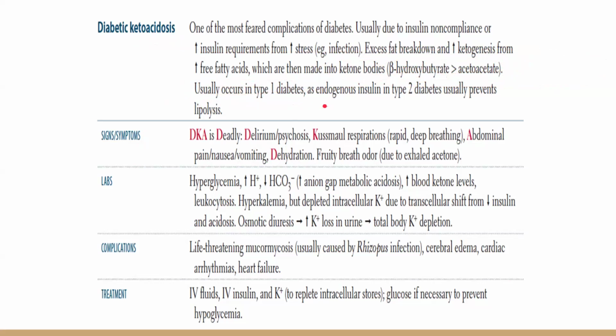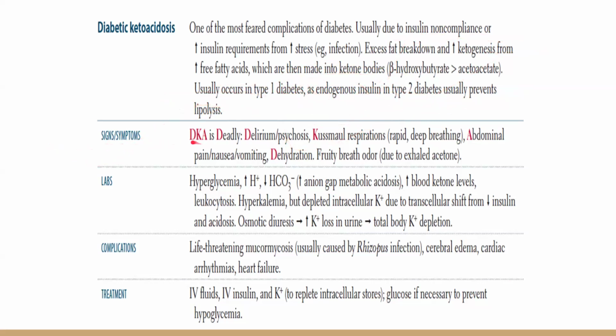Usually occurs in type 1 diabetes, as endogenous insulin in type 2 diabetes usually prevents lipolysis. That makes sense because in type 2 diabetes, you do have insulin. Even though you're less sensitive to insulin, it's still going to prevent lipolysis to some extent. But in type 1 diabetes, you don't have insulin at all, so endogenous insulin is so low. And how do you know endogenous insulin is so low? Because of a certain marker called the C-peptide. In type 2 diabetes, C-peptide is going to be pretty high because there's hyperinsulinemia, right? You're checking for endogenous insulin. How do I know my patient's non-compliant with insulin? Again, C-peptide, okay?